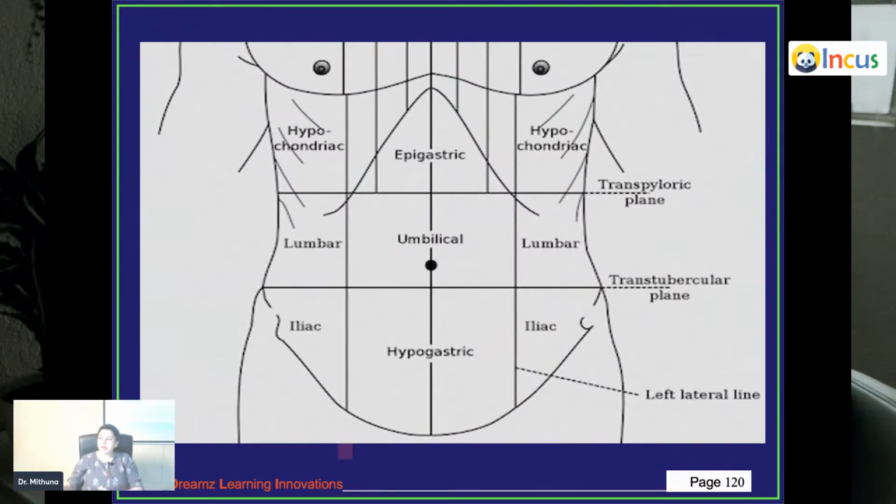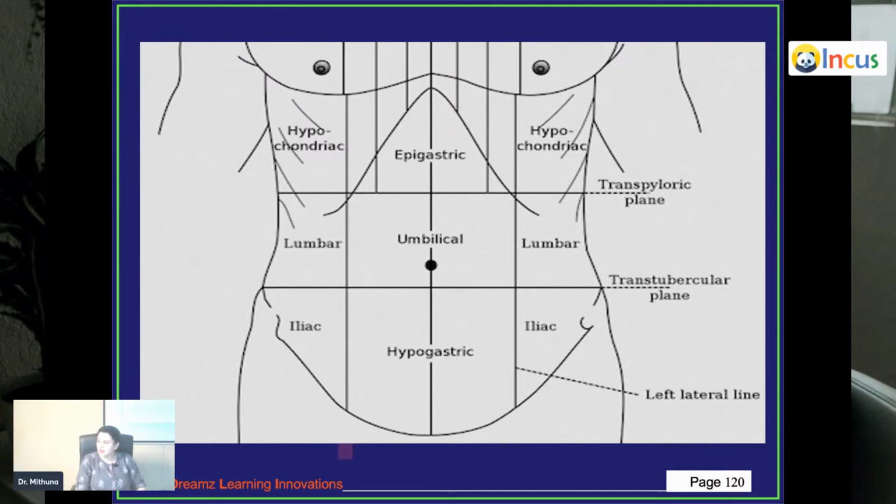So this is the abdomen of humans, and it is divided into 9 parts. This area on the right side is where you find your liver. This is your hypochondriac area. Hypochondriac is just below your diaphragm, or you can say just below your ribs. You have your ribs here. This is your rib cage.